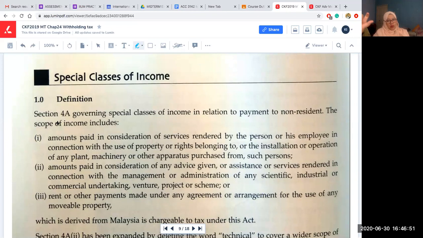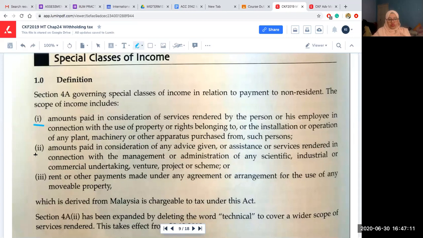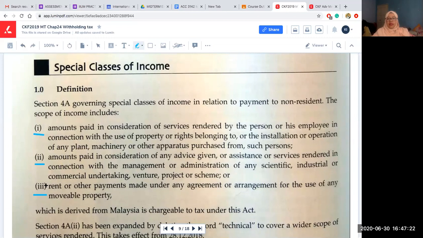Kat bawah sekali, income of a non-resident person. Section 4BA. Right? So, there dia kata, income of a non-resident person. So, means that whenever a non-resident person receive the following income, 1, 2, 3. Right? Mana 1, 2, 3? 1, 2, and 3. So, benda ni you dah jumpa dekat page 2 in your textbook. Right? Kita panggil income, special classes of income or section 4B.